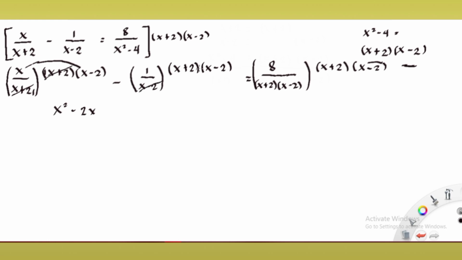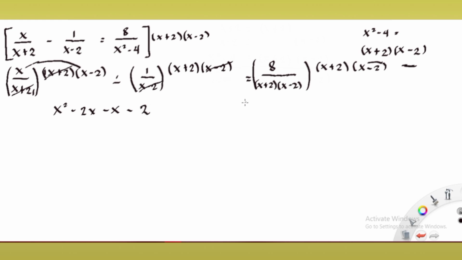Cancel x minus 2, x minus 2. Anong natira? 1 times x plus 2. So, it will still be the same, di ba? Ito pa rin. So, minus x plus 2. Distribute na rin natin yung negative sign, okay? So, negative times x is negative x. Negative times 2 is negative 2.